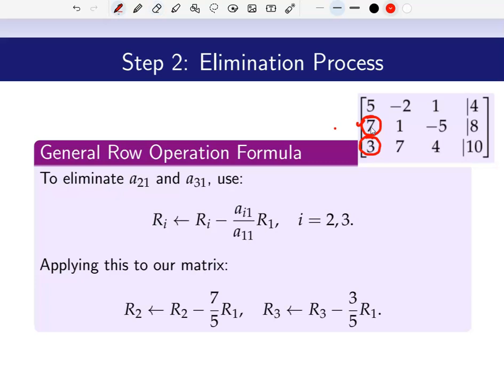So applying this to our matrix, here R2 minus 7 by 5. What is 7? 7 is a21, so a21 by a11 is nothing but 7 by 5, since a21 is 7 and a11 is 5. So R2 minus 7 by 5 into R1. And for R3, if I want to make this element 0, we have to do the operation R3 minus a31 by a11, that is 3 by 5. So R3 minus 3 by 5 R1. After getting that constant, we will do the row operation.